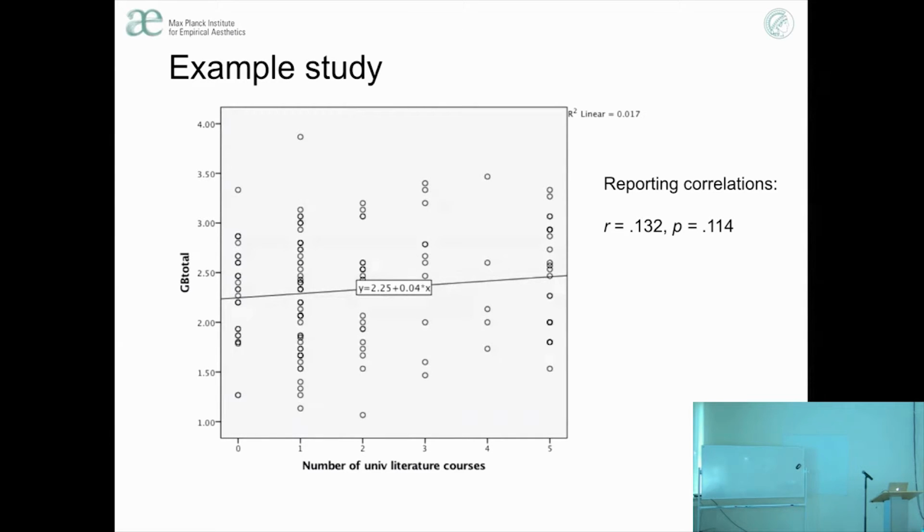This is how you would report a correlation in a research paper. You would start with the correlation coefficient, again, cursively, and then a comma, and the p-value cursively. And in this case, because it's not significant, you would use the equals sign. If it would be significant, you would use the is-lower-than sign.